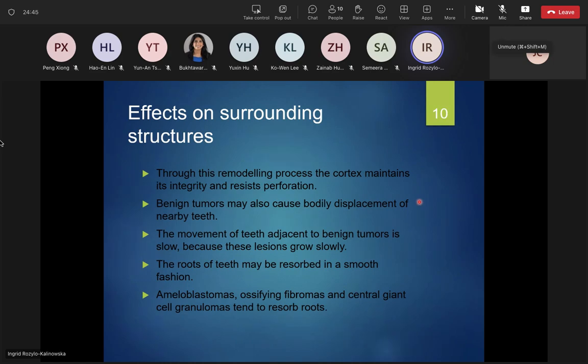Benign tumors can also displace teeth that are in their vicinity. However, some tumors like ameloblastoma, which is histologically benign but clinically behaves like a malignant tumor, can also lead to root resorption. Also, ossifying fibroma and central giant cell granuloma tend to resorb roots of teeth.